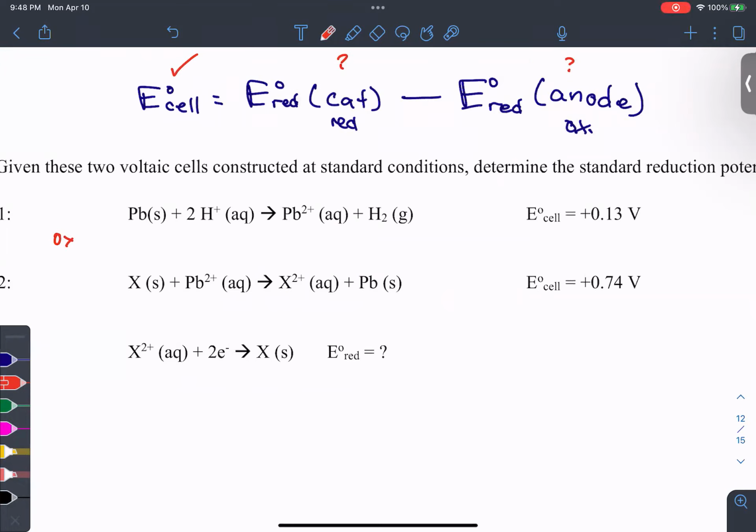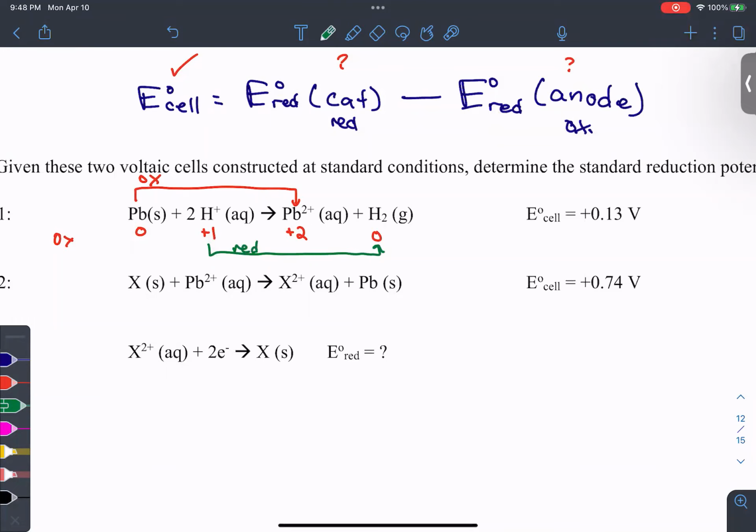So what is the oxidation number of lead solid? 0, yeah, because the charge of lead is 0. What about H plus? Plus 1. Lead 2 plus, plus 2. H2, 0. So with those numbers, you can figure out what is being oxidized and reduced. Lead 2 plus, its oxidation number is going up, so it is being oxidized. H plus, its oxidation number is going down, so it is being reduced.